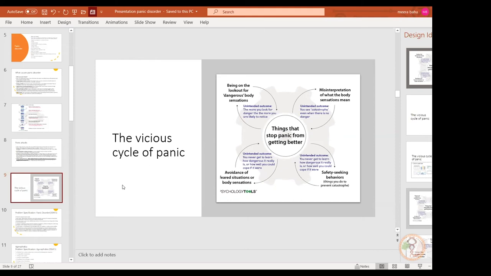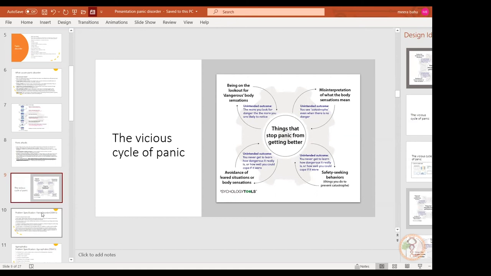Okay, so then there is the avoidance of the feared situation or body sensations. What you would be doing is avoiding that situation. You might not even say the word gym. And if anyone says the word gym, you would start to have those sensations. So it could be avoidance of even speaking about the gym, not uttering the word gym, but also avoidance of going to the gym.